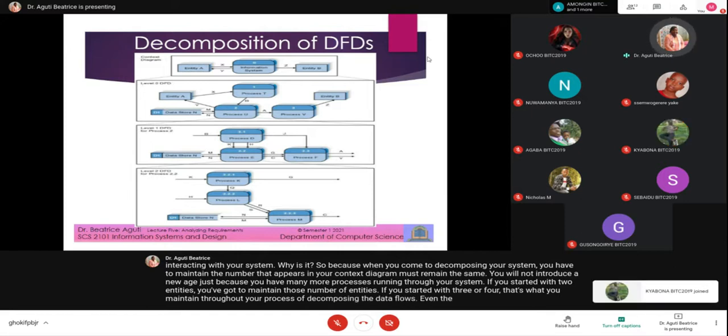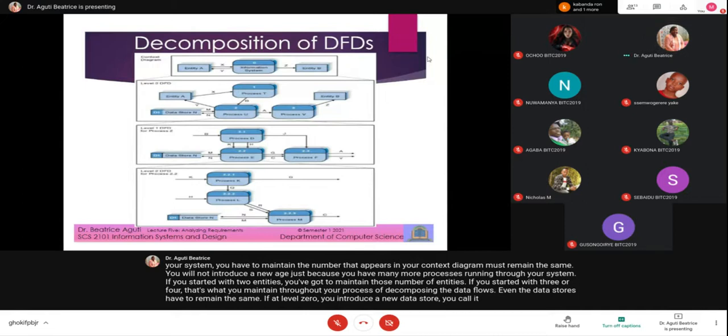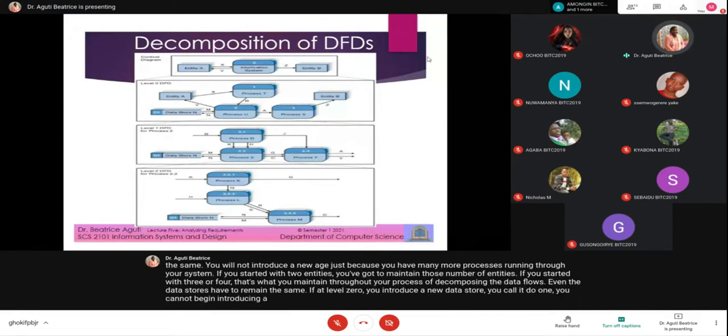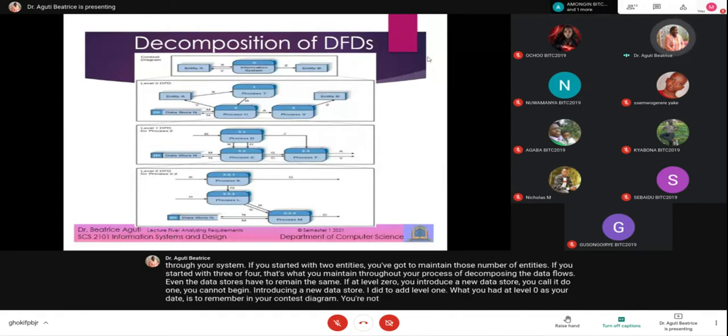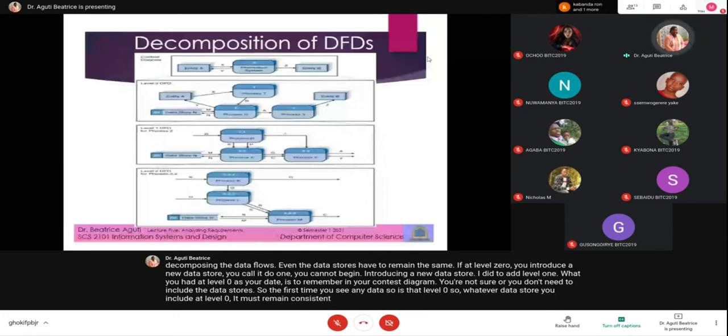Even the data stores have to remain the same. If at level zero you introduce a new data store, you call it D1. You cannot begin introducing a new data store at D2 at level one. Remember, in your context diagram, you do not need to include the data stores. So the first time you see any data store is at level zero. Whatever data store you include at level zero must remain consistent throughout your process of decomposing your data flow diagram.